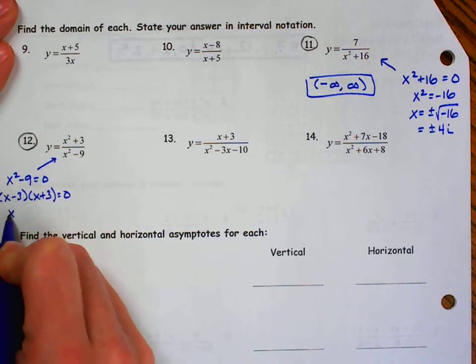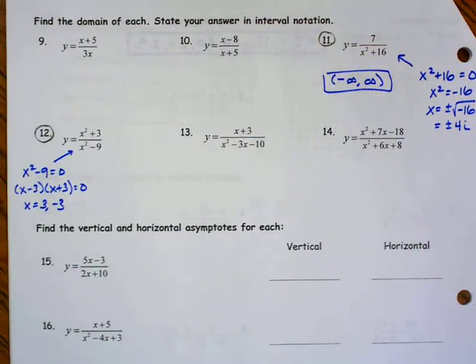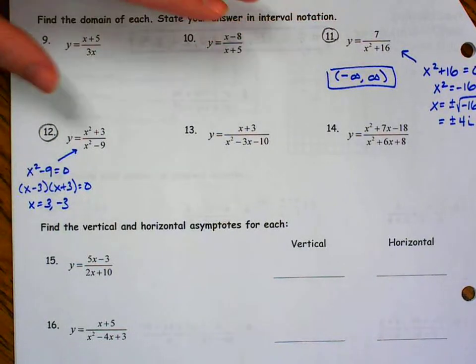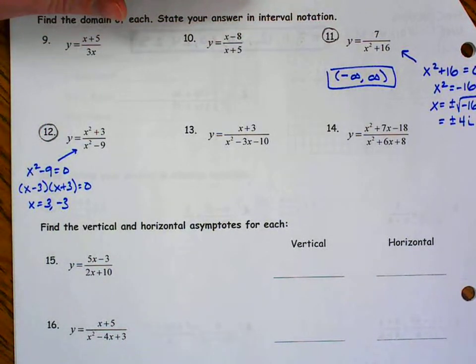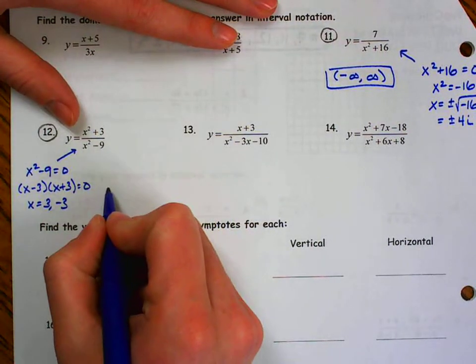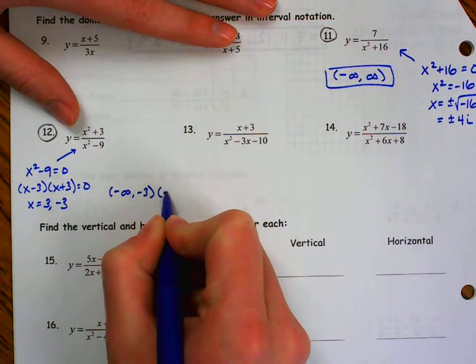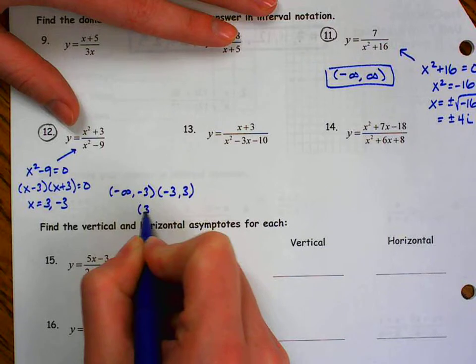And I realize when I factor, or if I solve, I get problem spots at 3 and negative 3. Because if I plug in 3 or negative 3, it'll make the denominator equal to 0. So what I want is all numbers except for negative 3 and 3. That means everything is okay up till negative 3. Everything between negative 3 and 3 is okay. And then from 3 to infinity, we're okay.